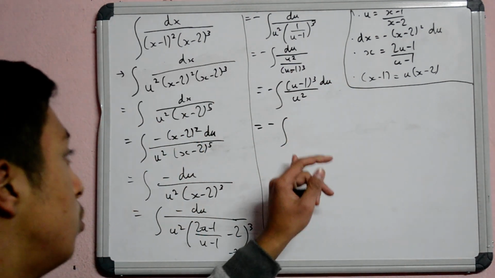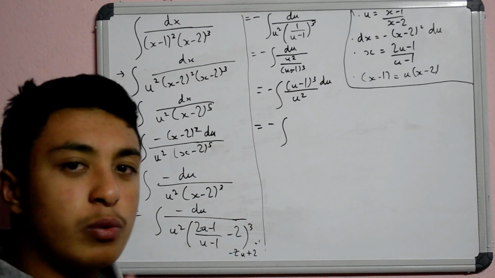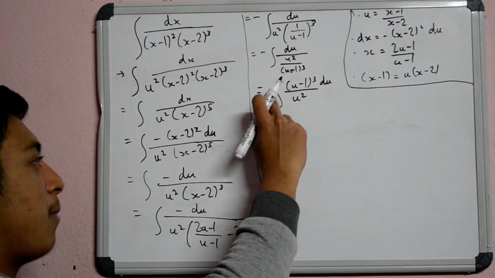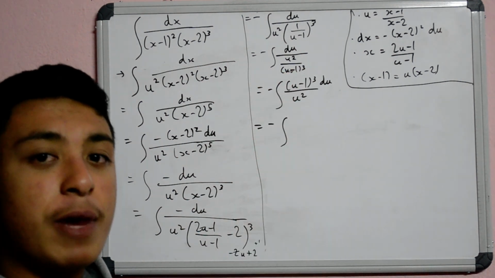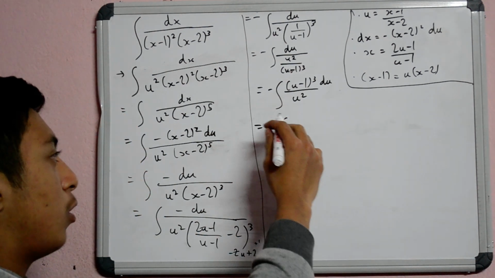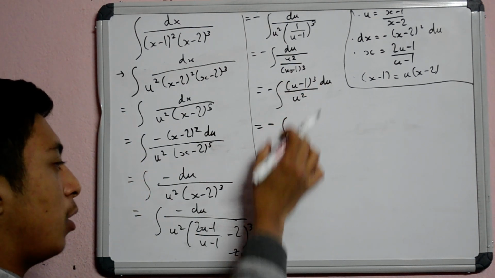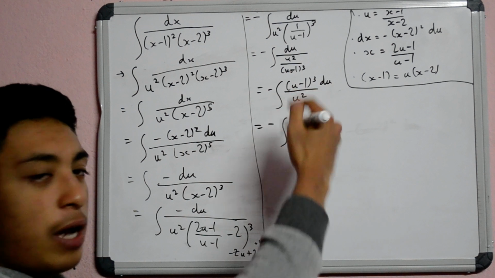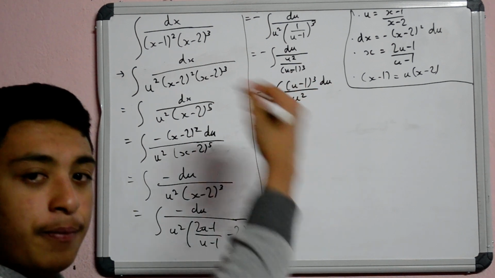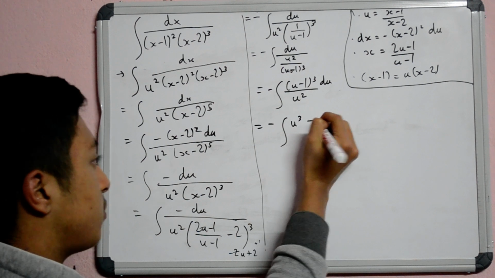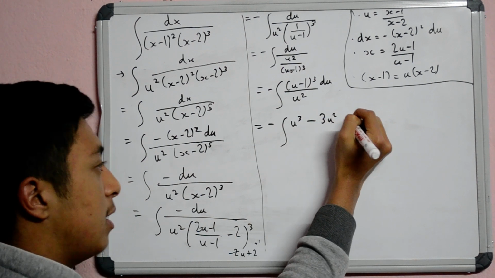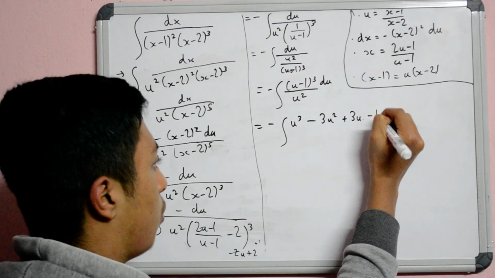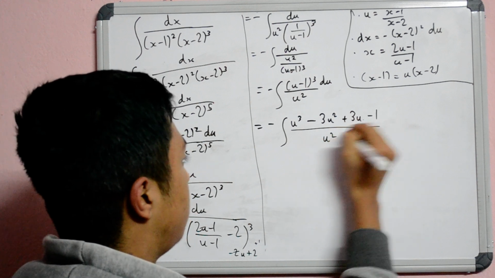There are two ways to solve this, but it's the same process. One, you can keep the minus inside the bracket and change it to (1 minus u) whole cube, or you can just solve it right away and in the end multiply the minus with the answer. So I'll just do it right away. All you have to do is expand (u minus 1) whole cube. So this is u cube minus 3u square into 1 plus 3u into 1 square minus 1 cube, by u square du.